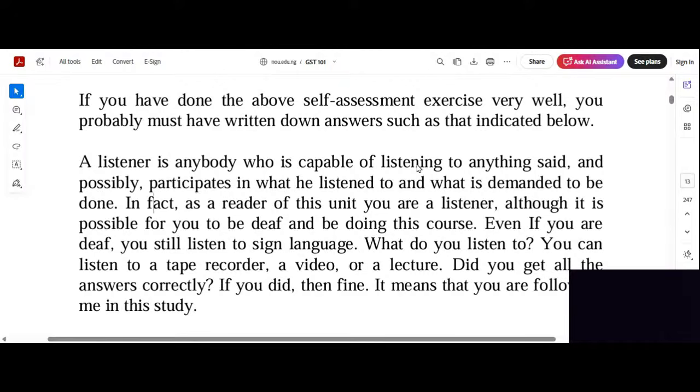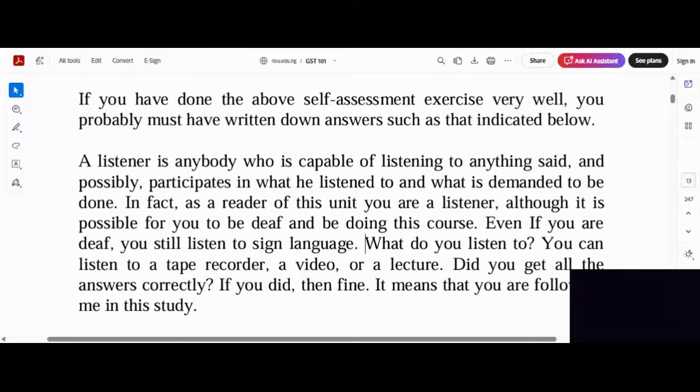Now, let's move on. Now that you know who a listener is, anybody who is capable of listening to anything said and possibly participates in what he listened to and what is demanded to be done. In fact, as a reader of this unit, you are a listener. Although it is possible for you to be deaf and be doing this course, even if you are deaf, you still listen to sign language. Let me give you an example. This is one of the questions that is in your exam question bank. It's one of the valid questions that is in your exam question.